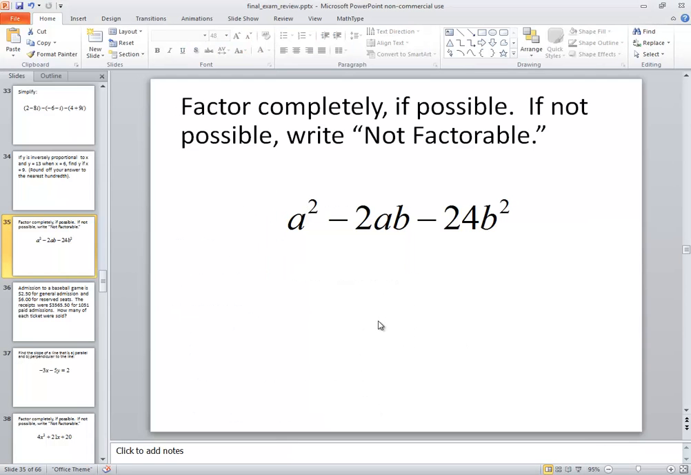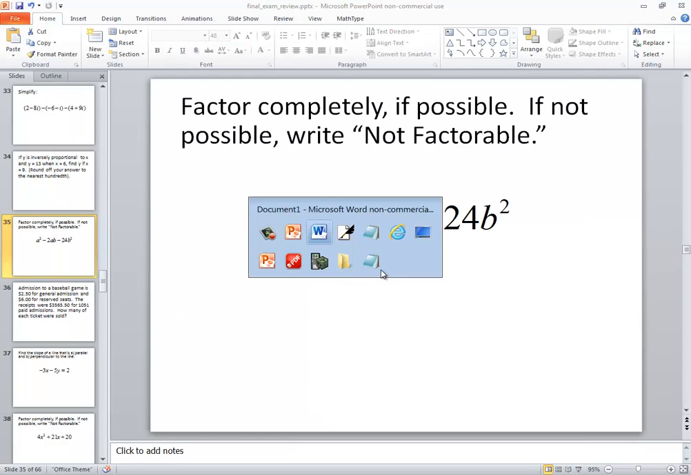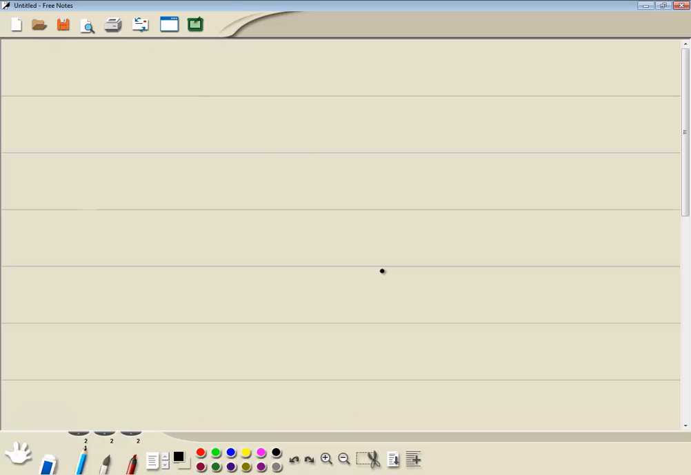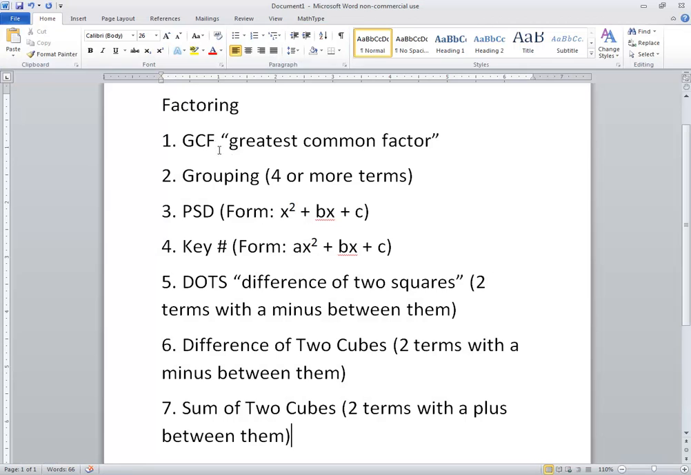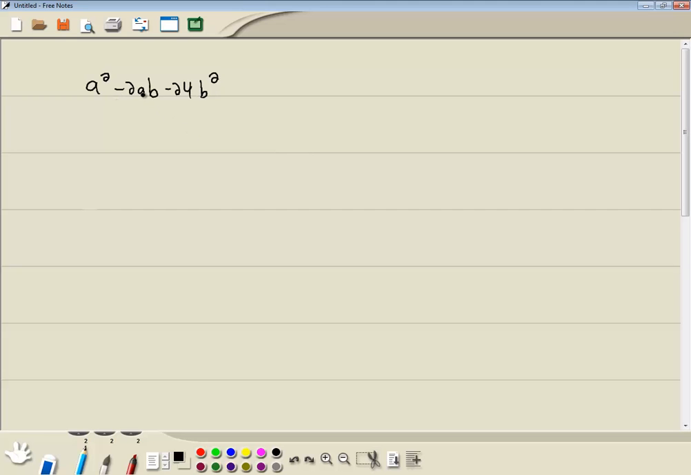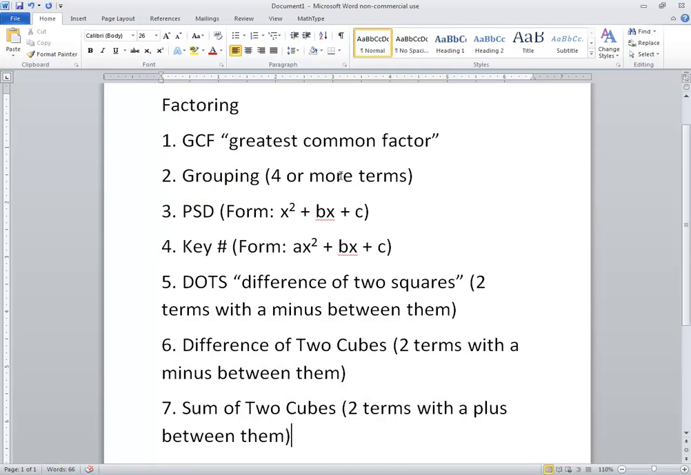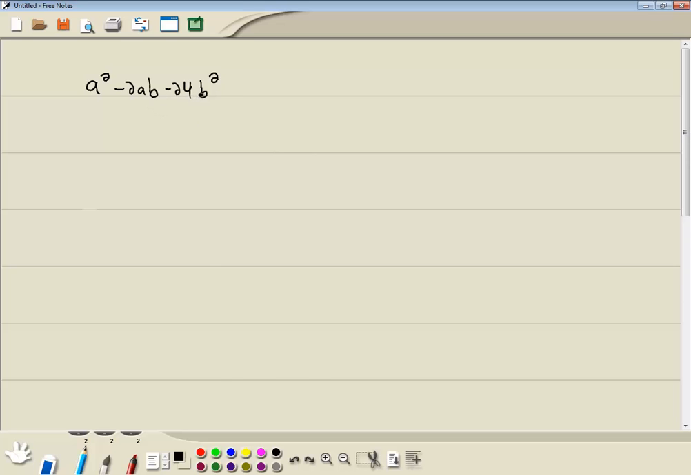Okay, so let's take a look at this problem here. We have a squared minus 2ab minus 24b squared. Okay, first method, GCF. Well, some of these have A's, some of them have B's, but all 3 terms have nothing in common, so there's no GCF. Grouping is 4 or more terms. Well, this is 3 terms.